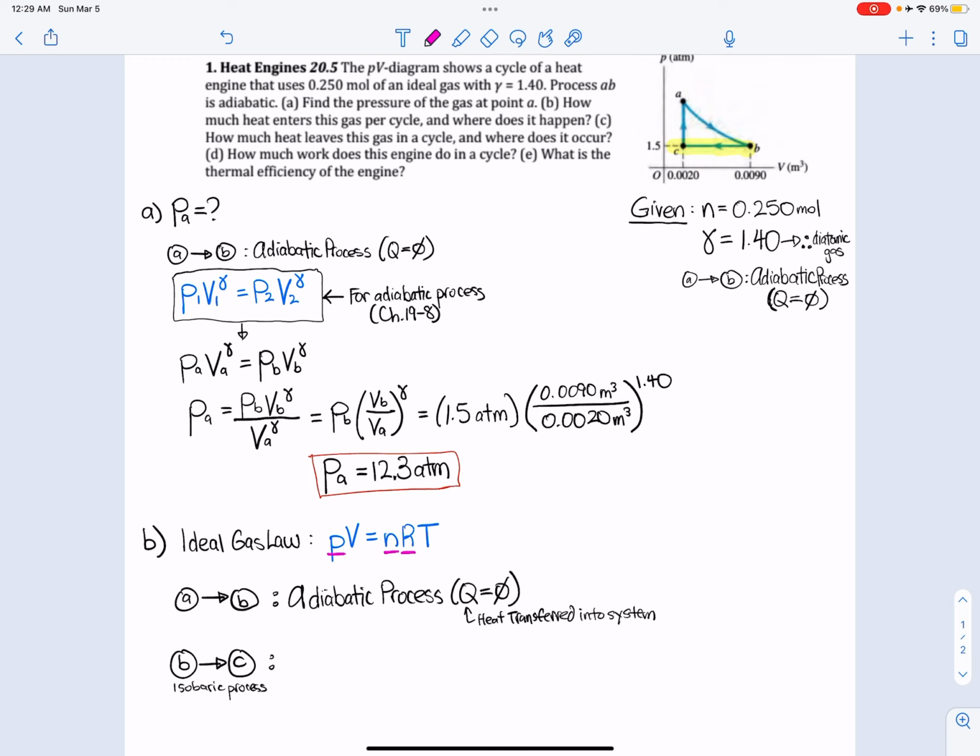Okay. So if that's the case, we can say that if V over T is equal to nR over P, and these are constant on the right side of the equation, then we can say that VB over TB is equal to VC over TC. That's the volume at C over the temperature at C, because they're both equal to this value right here. And that's constant, it doesn't change.